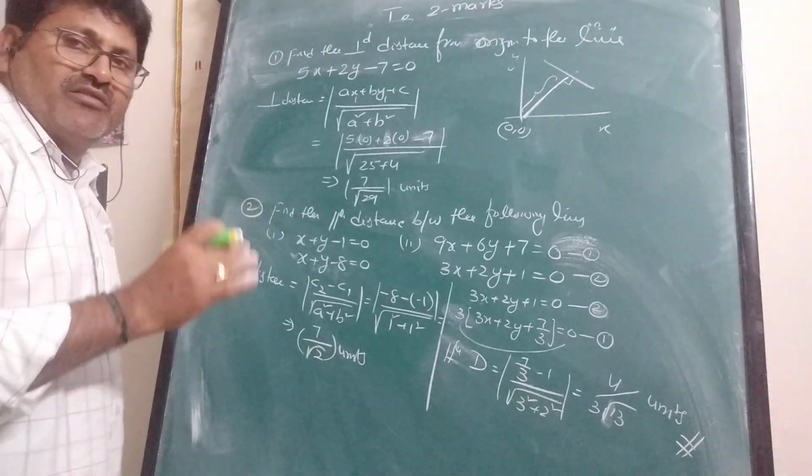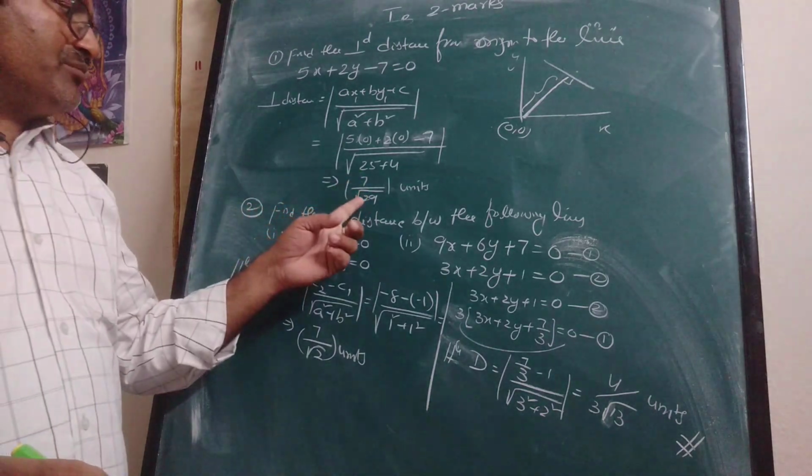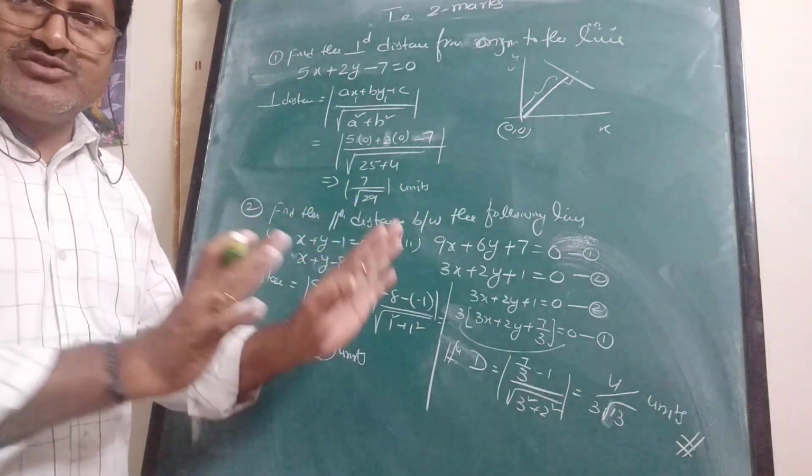Length will be always positive. So that is 7 by root 29 units. Like this you have to write.